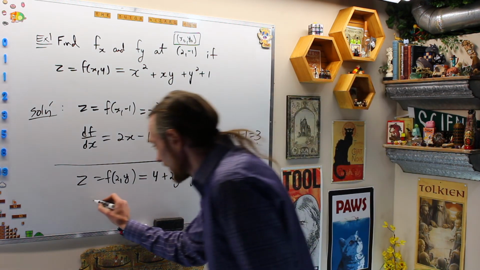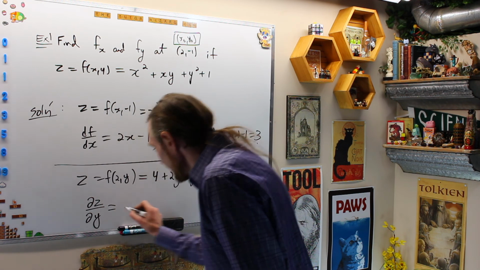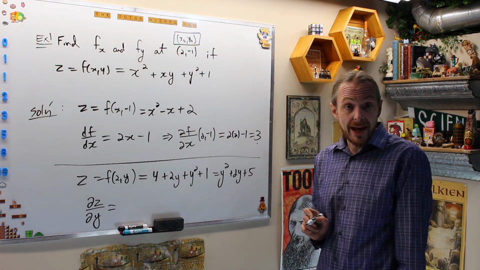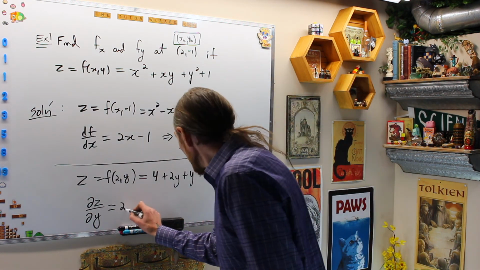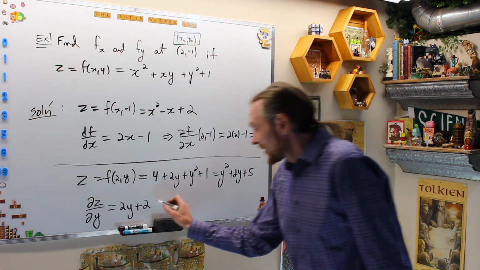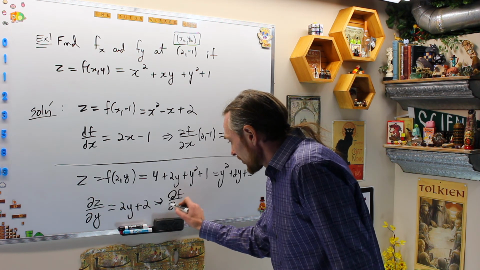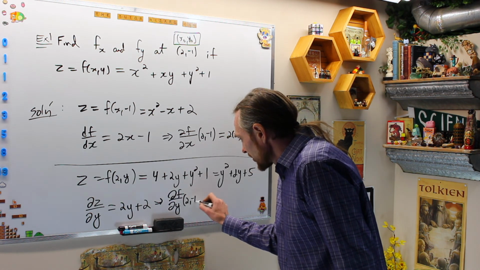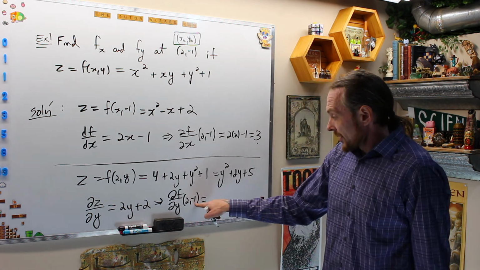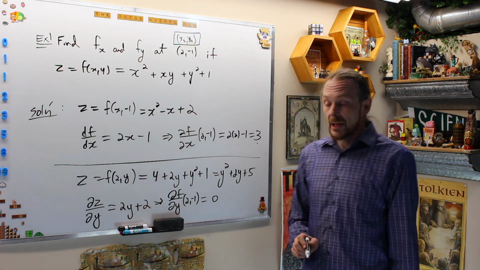Then to find the partial derivative of z with respect to y, I now take the ordinary derivative of that, which gives me 2y plus 2. And then the partial derivative of f with respect to y at the point (2, negative 1) is, I put negative 1 into here and I get 0.